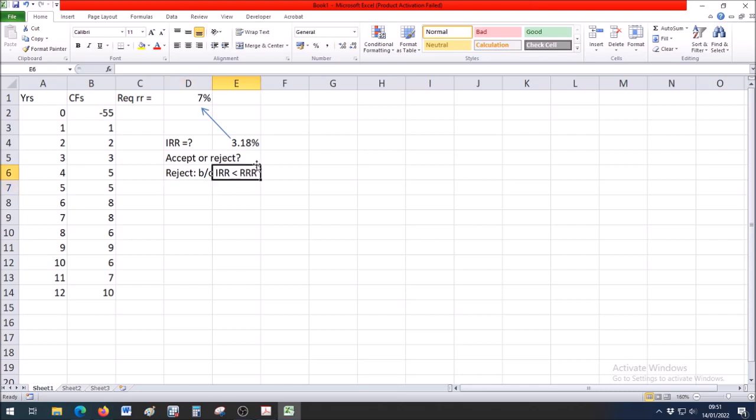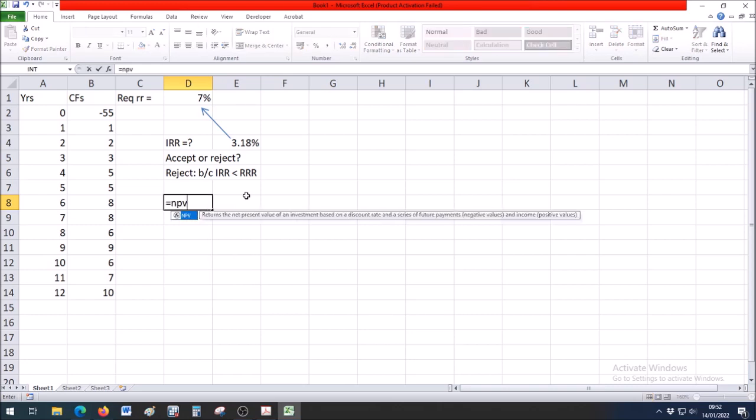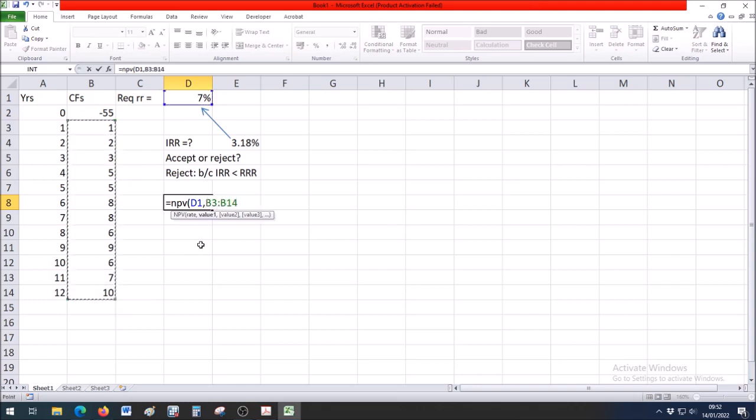Okay, a bit confusing here. It's IRR and RRR. I'll use a triple R for the required rate of return. Now let's try to calculate NPV, just to see whether these two criteria will tell us the same thing about the project, whether we accept it or reject it. So equals NPV, open the brackets, very easy. The rate, comma, values starting from the first cash flow, not the zeros cash flow.